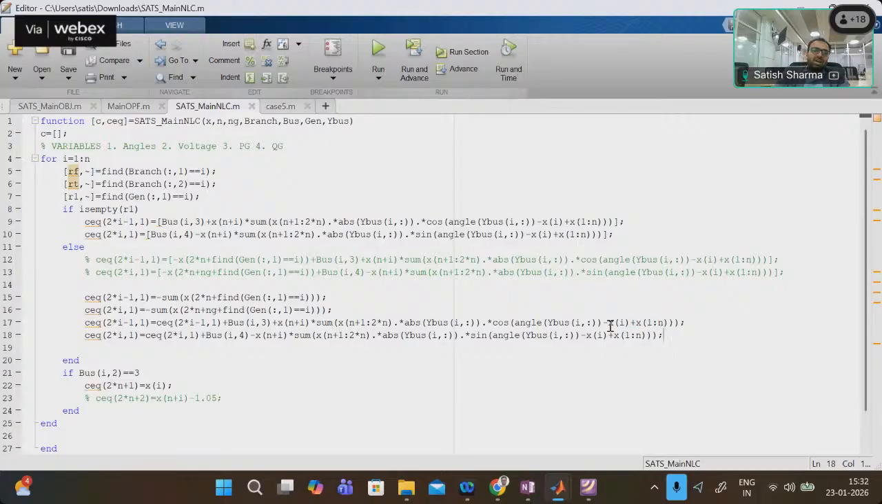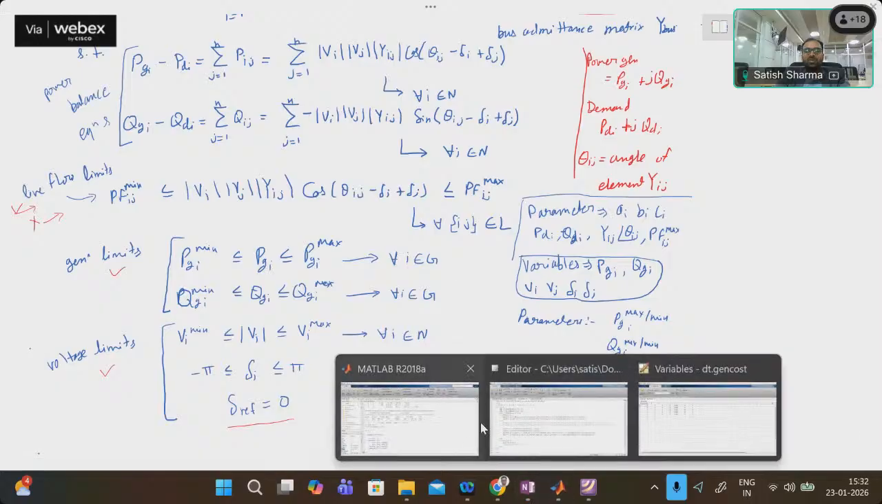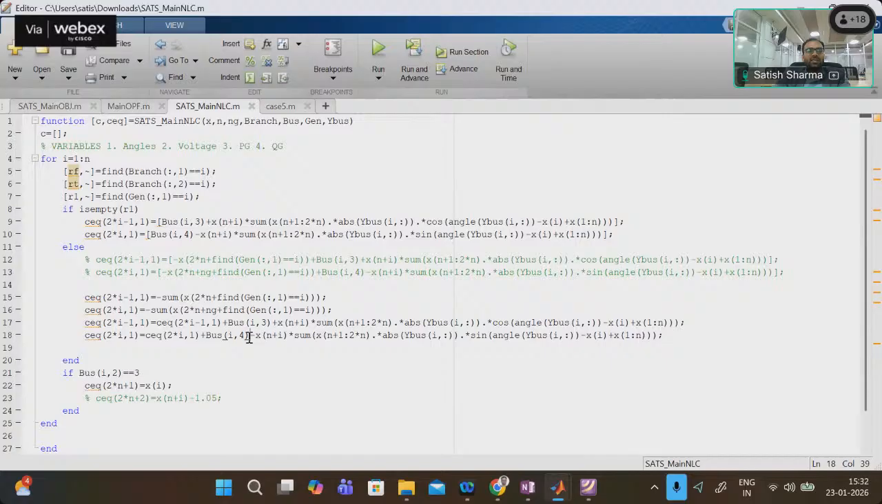In reactive power, I will repeat everything as it is, but with qd. qd is available at the fourth location, and we have this equation with a negative sign, and instead of cosine it is sine theta. So one minus sign here, and then instead of cosine it is a multiplication of the sine and angle of the same thing. The rest of the things are the same. So these are the equality constraints, and then there is an if condition.